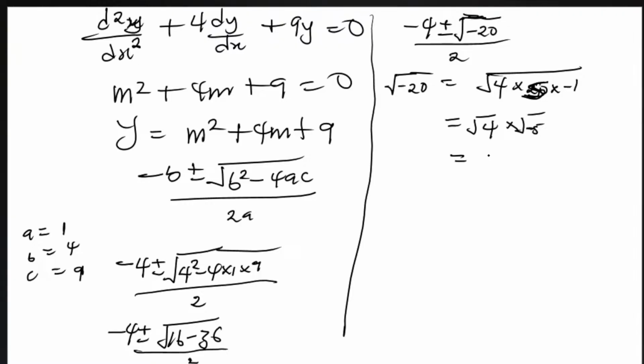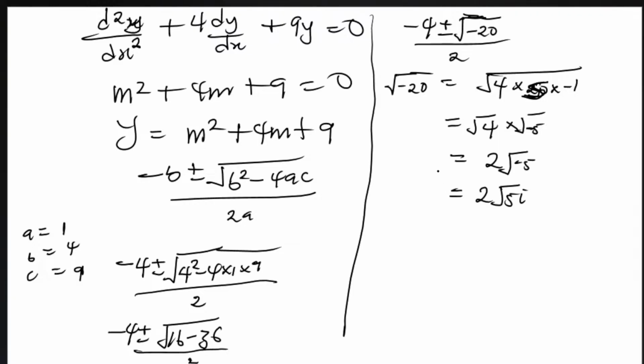What is your square root of 4? Square root of 4 is 2. And you have this to be root minus 5. Are we together? And what's root minus 5? Root minus 5 will simply tell you that this is a complex root. Are we together? So root minus 5 can also be written as root 5i. Are we together? Telling you that you have a complex root.